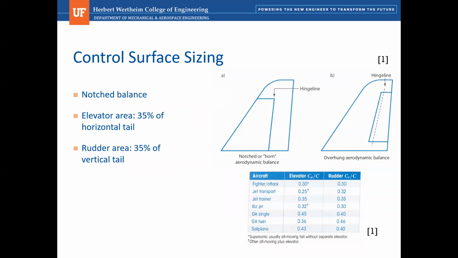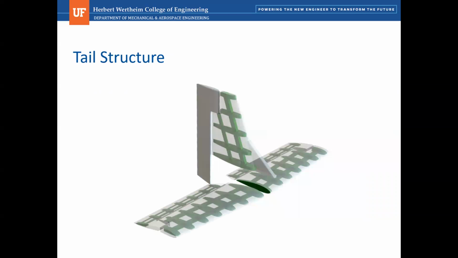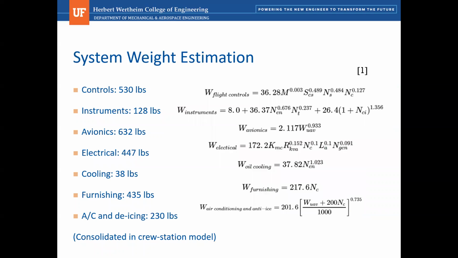In terms of control surfaces, we opted to use a notched balance configuration to maximize the available area, which comprises around 35% of the total airfoil area for both the vertical and horizontal components. As mentioned previously, the tail design incorporates aluminum structures comprised of ribs and spars in the same manner as the wing. All right, on to subsystem weight approximations.